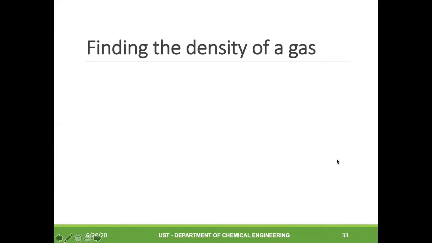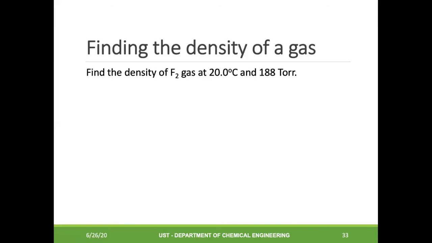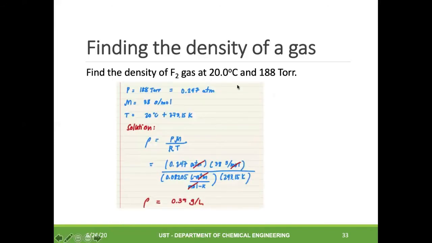Now, let's solve one example. Find the density of the fluorine gas at 20 degrees Celsius and 188 torr. The pressure is in torr, so we convert this to atmosphere by dividing by 760, which is equal to 0.247 atmosphere. The molar mass is 19 multiplied by 2, since this is a diatomic gas, 38 gram per mole. Temperature is equal to 293 Kelvin.